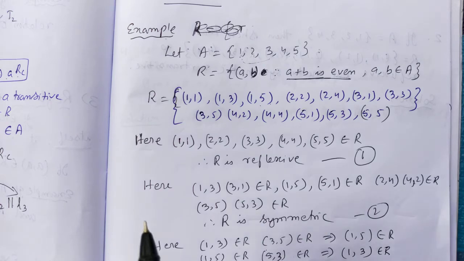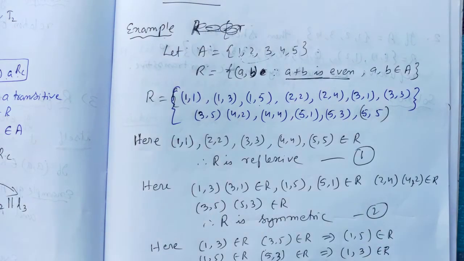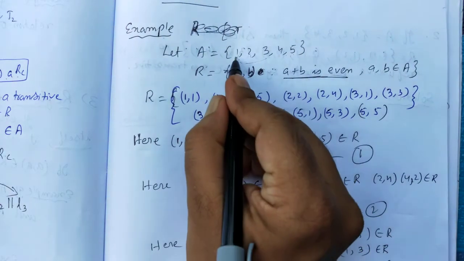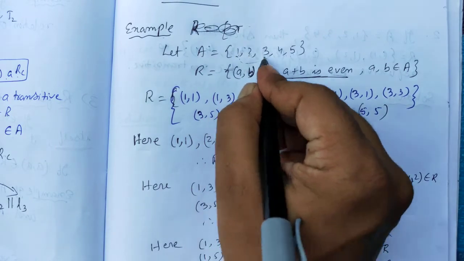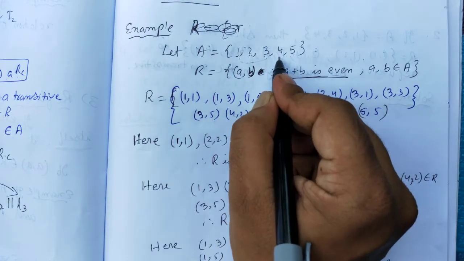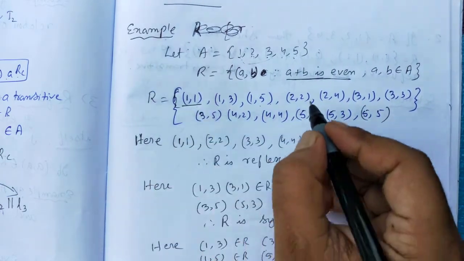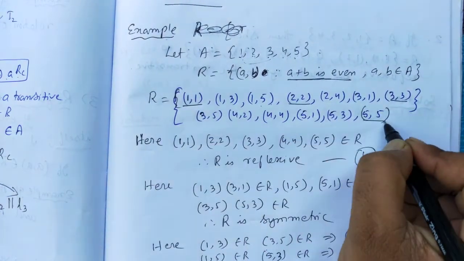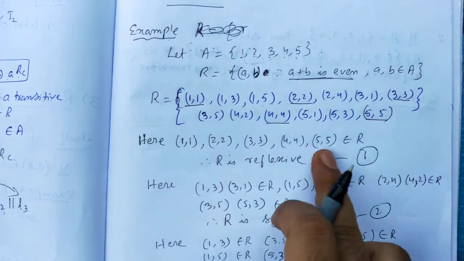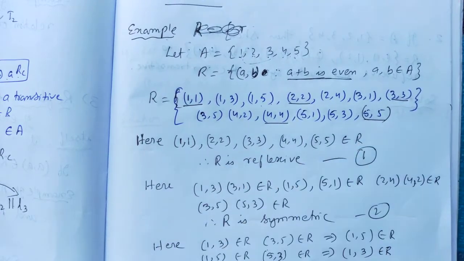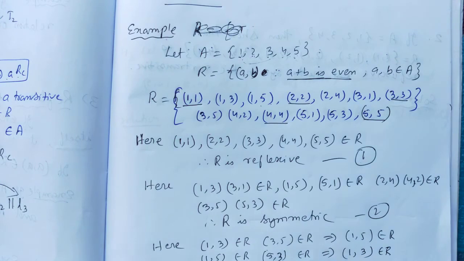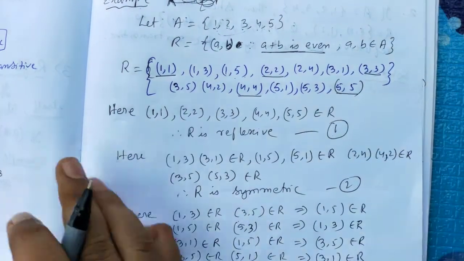Now let us check whether it's reflexive or not. For reflexive, we have to see that 1 must relate to 1, 2 must relate to 2, 3 must relate to 3, 4 must relate to 4, 5 must relate to 5. So see, (1,1) is there, (2,2) is there, (3,3) is there, (5,5) is there, (4,4) is there. Everything belongs to R. That means R is reflexive. Clear?